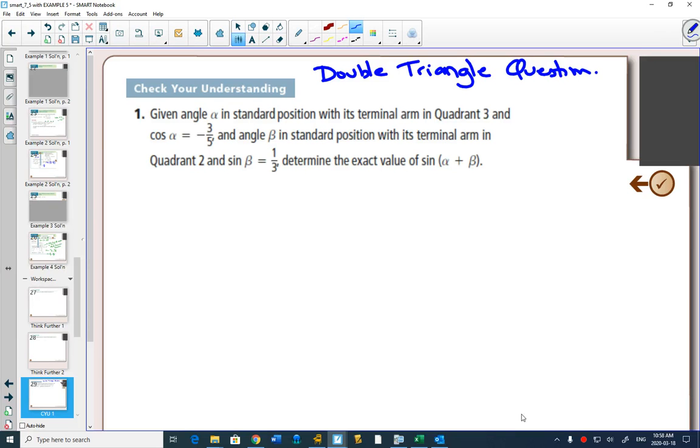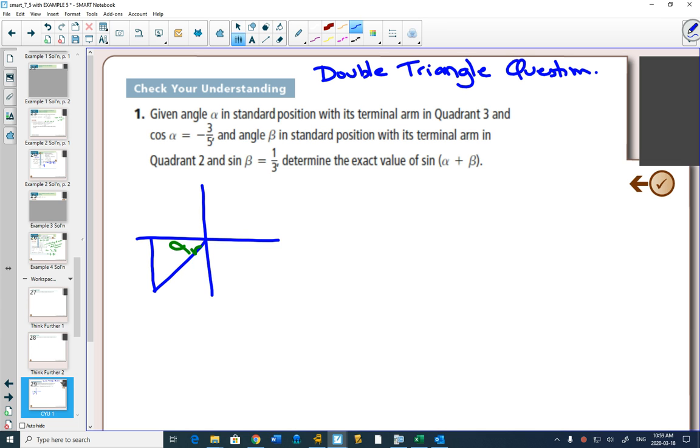Double triangle question. Why? Because you're going to get an angle alpha, and there's going to be enough information to tell what quadrant it's in. This is the easiest one because this question actually says it's in quadrant 3. So you draw an angle in quadrant 3. You label a reference angle for alpha, alpha reference angle. Make your triangle back to the nearest x-axis because a reference angle is always back to the nearest x-axis.